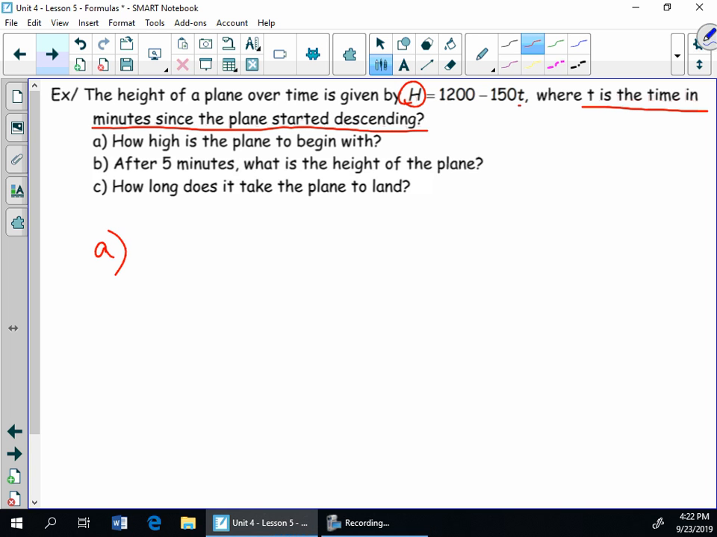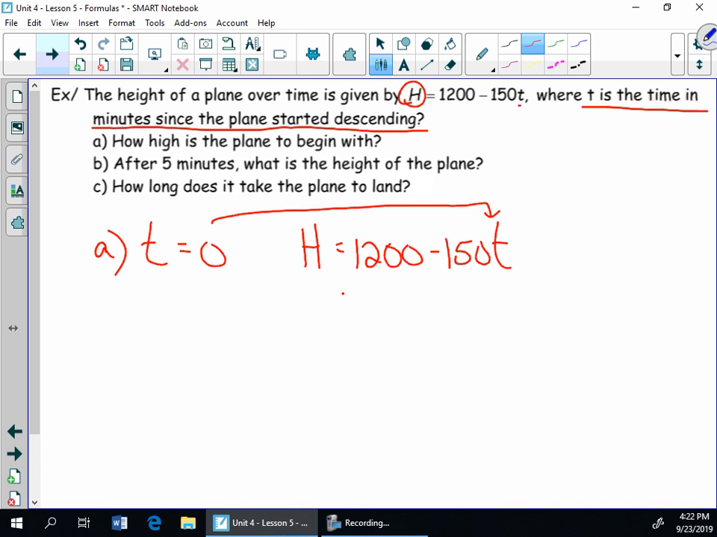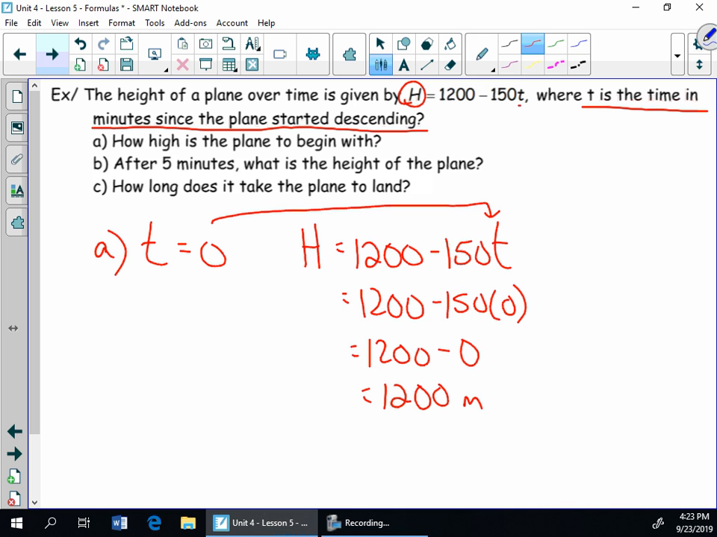Okay, how high is the plane to begin with? How much time has gone by when it first starts to descend? I don't think any time has gone by. No time. When t is 0. So if I take my equation, I'm going to put t is 0 in for time. No time has gone by. I'm going to get BEDMAS. 1200 minus 150 times 0 is still 0. The plane is 1200 meters to start.